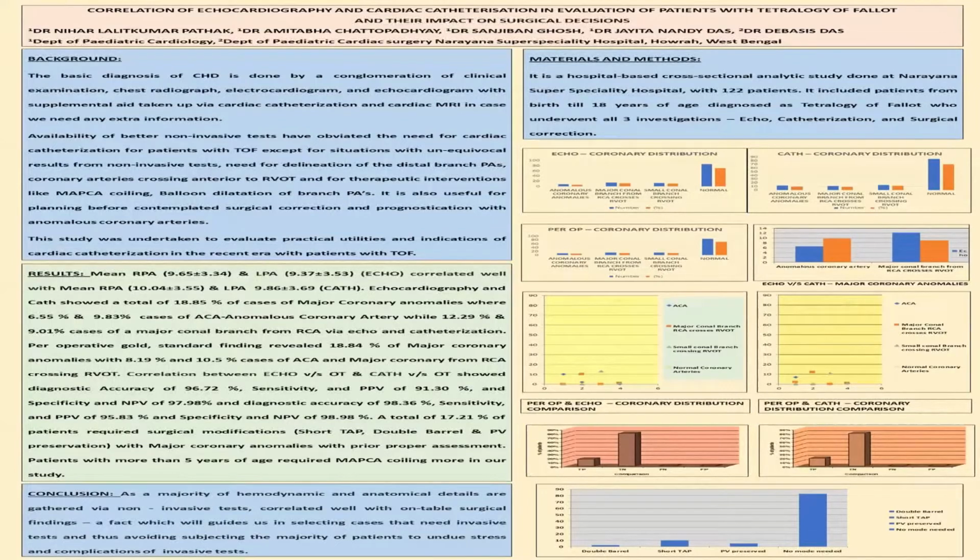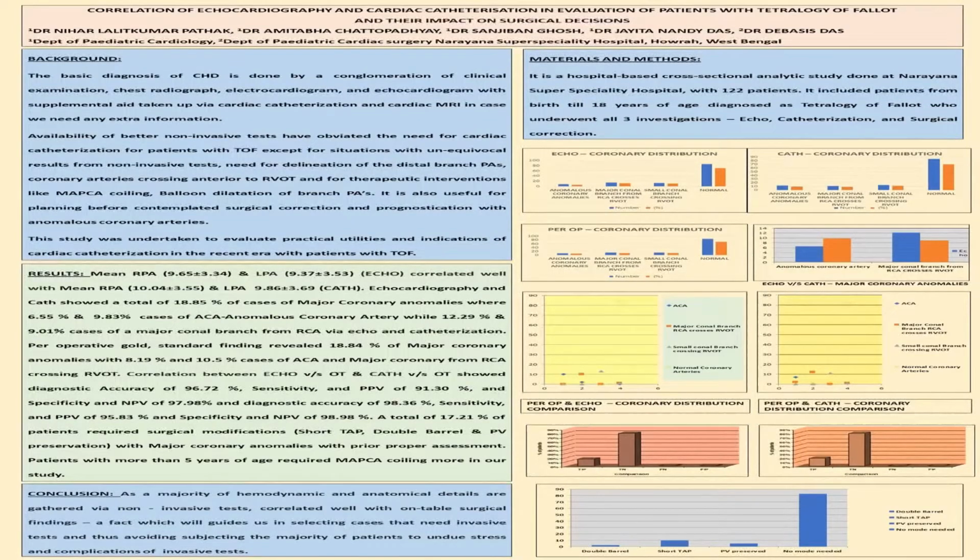I am going to talk upon correlation of echocardiography and cardiac catheterization in evaluation of patients with tetralogy of Fallot and their impact on surgical decisions. We did this cross-sectional study over 122 patients over a period of 2.5 years, where we tried to correlate various parameters like branch pulmonary artery anatomy and coronary artery anatomy, and with respect to their effect on surgical outcome.